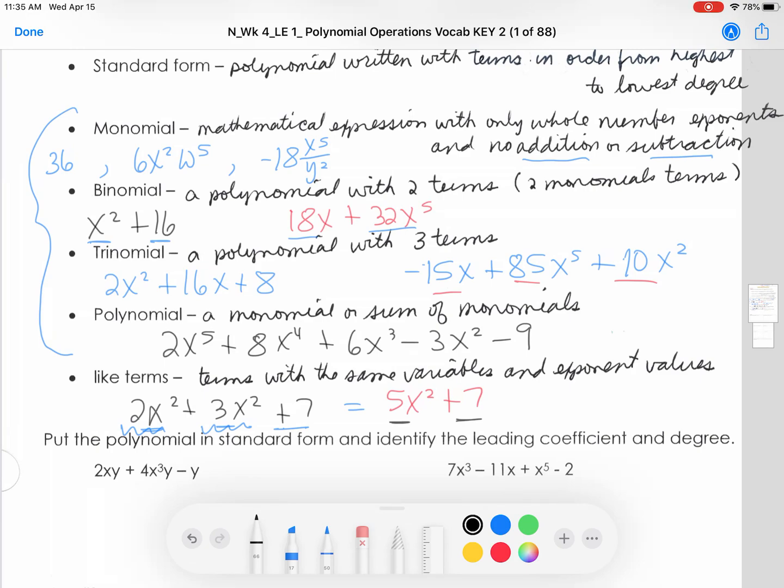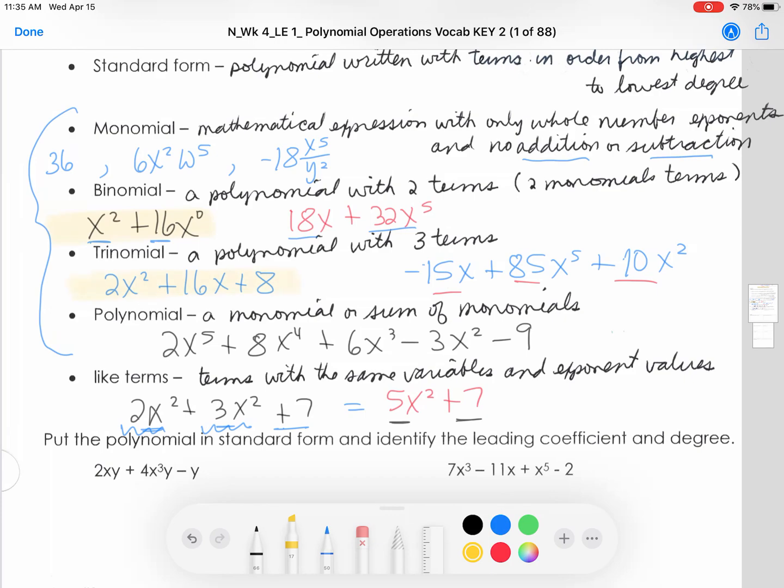Standard form is what we're going to talk about next. Standard form is when we write a mathematical expression, a polynomial, from the highest exponent to the lowest exponent. Some of the examples we've just done that are in standard form would be this one, because it's x squared, and then it actually has a term with no variable, which is the same as an x to the 0. So x squared, x to the 0, that's in descending order or standard form.